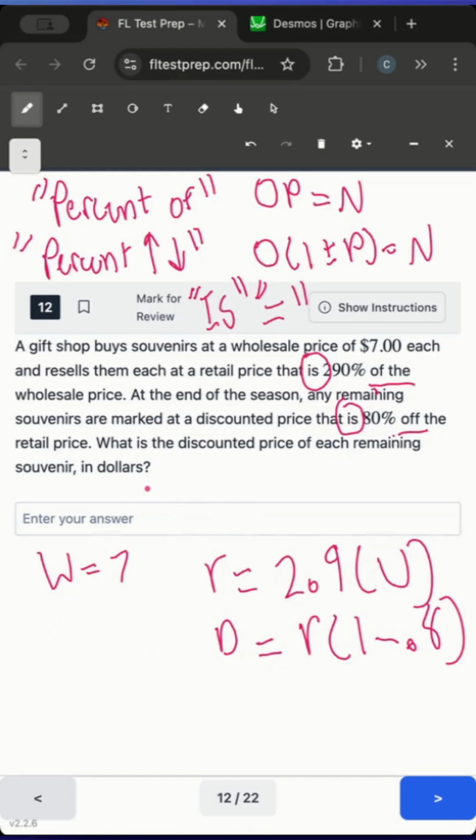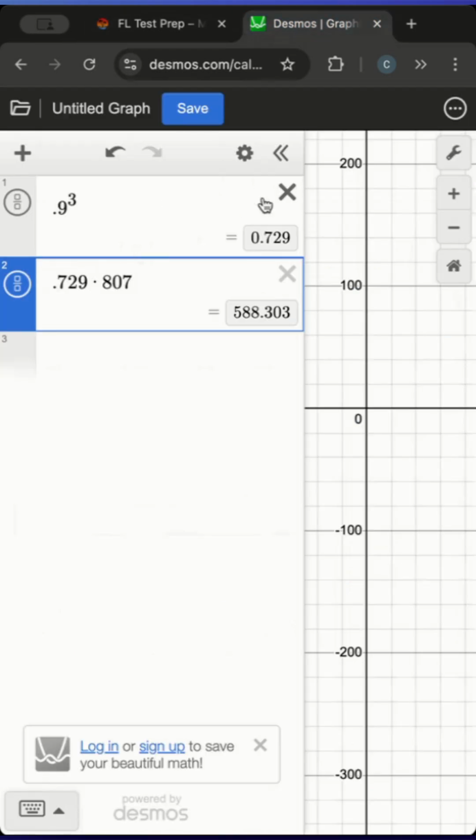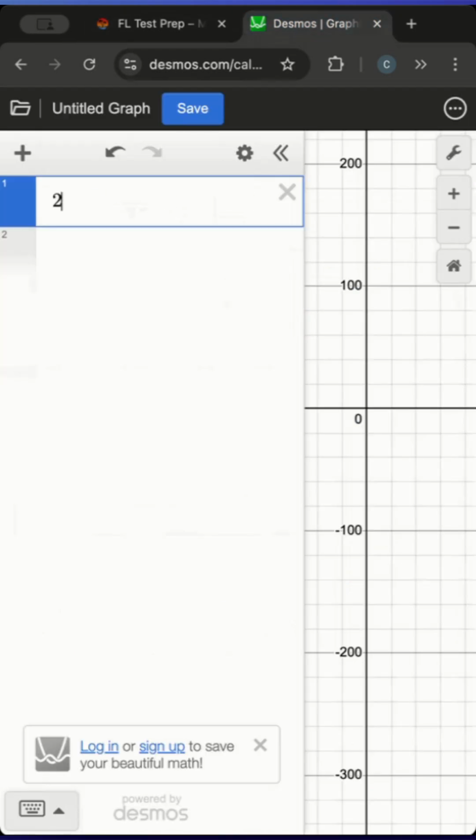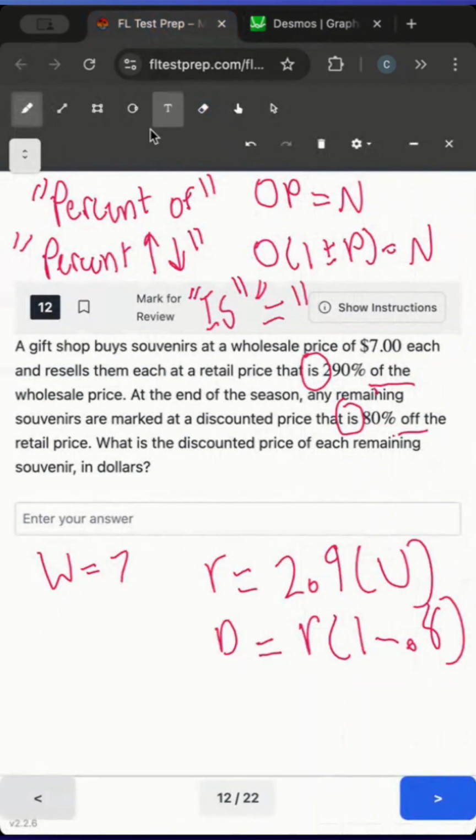So we know our first equation is going to be R equals 2.9 times the wholesale, which is 7. So we're going to go into Desmos. We're going to do 2.9 times 7, which is 20.3. And so we know our retail price is 20.3. So we know R equals 20.3. And we can just plug that right back into here.